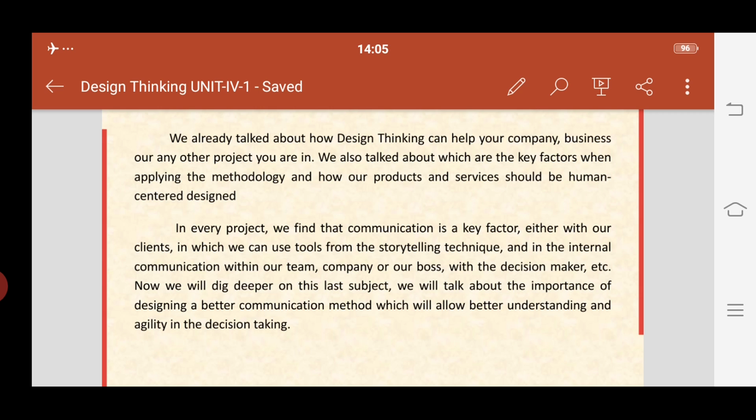The second phase is observe. The third is to define the point of view, how we can define a project from that point of view. The fourth is the ideate phase, where we ideate new and innovative ideas about that project, challenging our assumptions.